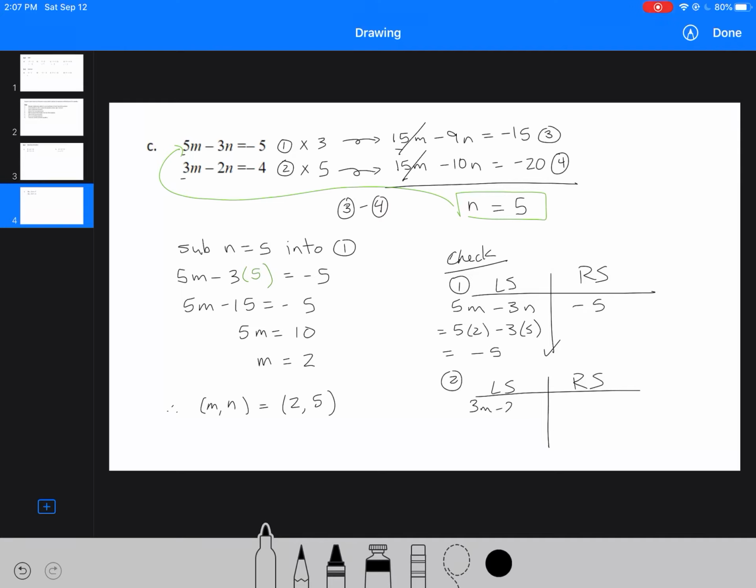And then we're going to check our second equation, left-hand side, right-hand side. And so we've got 3m minus 2n equals minus 4. 3 times 2 minus 2 times, n is 5. So I've got 6 minus 10, which is indeed minus 4. Okay, so we've done our formal check. That's our solution. Solving systems by elimination is another algebraic method to solve a linear system.